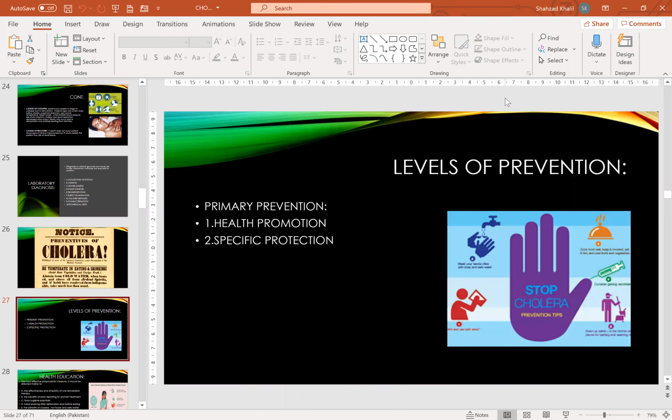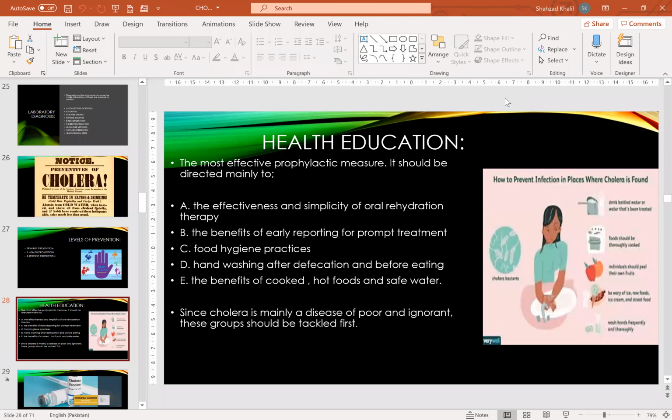Then comes the prevention of cholera. First of all, the primary prevention, which includes health promotion and specific protection. Health education is the most effective prophylactic measure. It should be directed mainly to the effectiveness and simplicity of oral rehydration therapy, the benefits of early reporting for prompt treatment, food hygiene practices, hand washing after defecation and before eating, and the benefits of cooked hot foods and safe water. Since cholera is mainly a disease of the poor and ignorant, these groups should be tackled first.